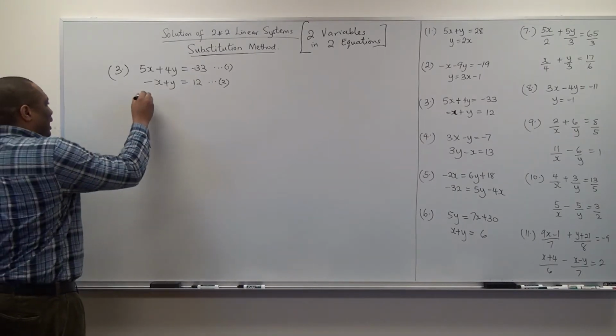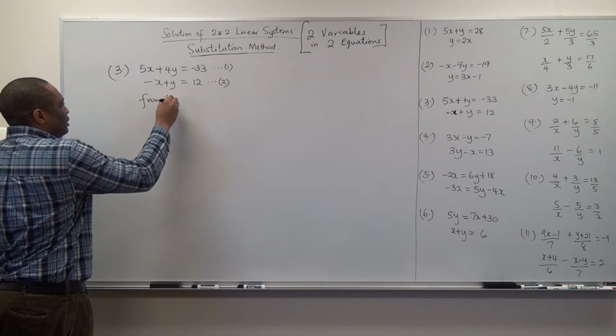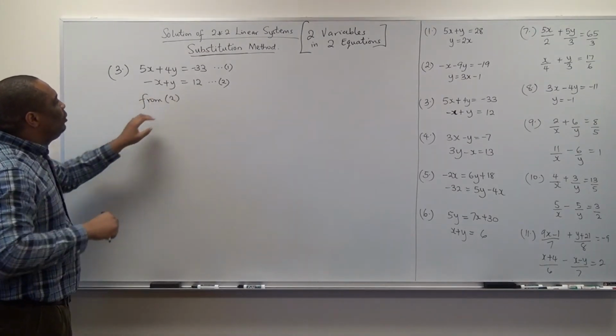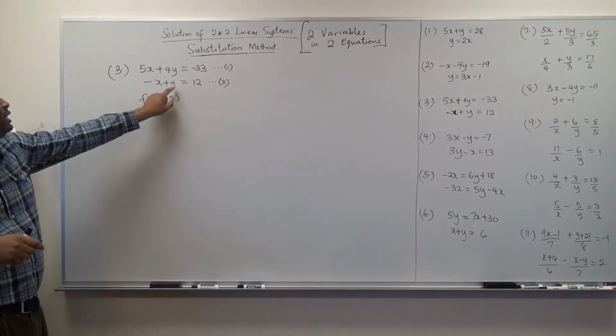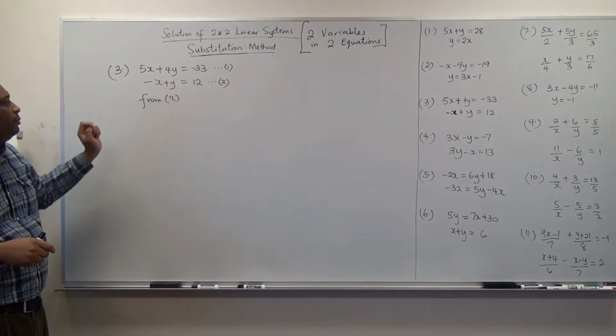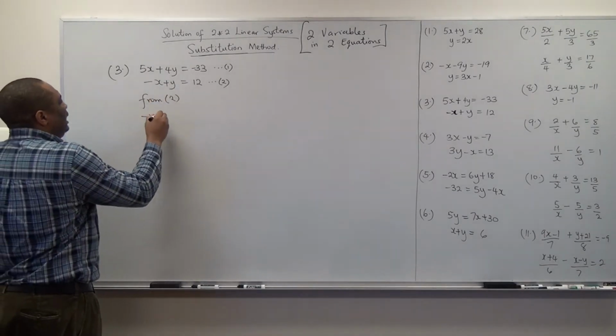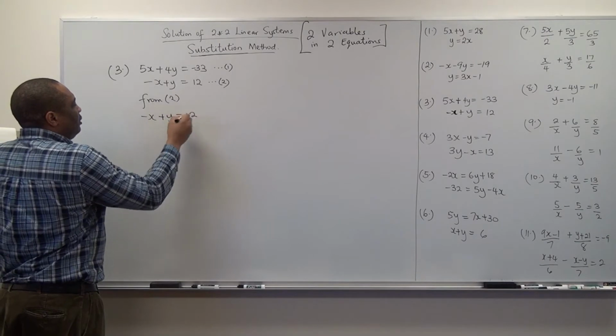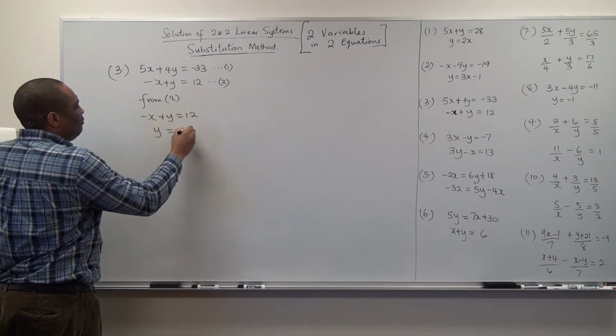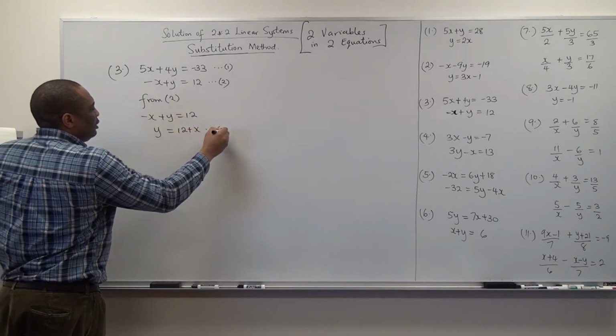So let's start from equation 2, since the coefficient is 1, and we try to do the one in which the coefficient is 1, not negative 1. So negative x plus y is 12. So we now have that y is equal to 12 plus x. We call this equation 3.